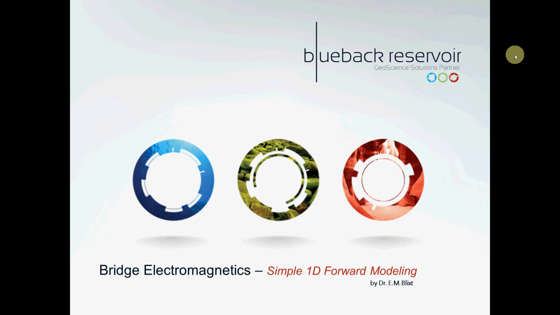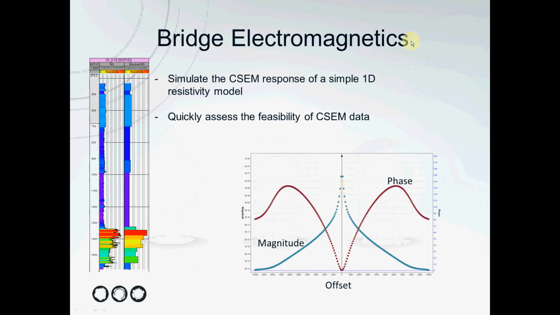I'm here to show you how you can do some simple 1D forward modeling in the Bridge Electromagnetic plugin for Petrel. So we're going to simulate the controlled source electromagnetic response of a simple 1D resistivity model, and you can use this to quickly address the feasibility of your model.